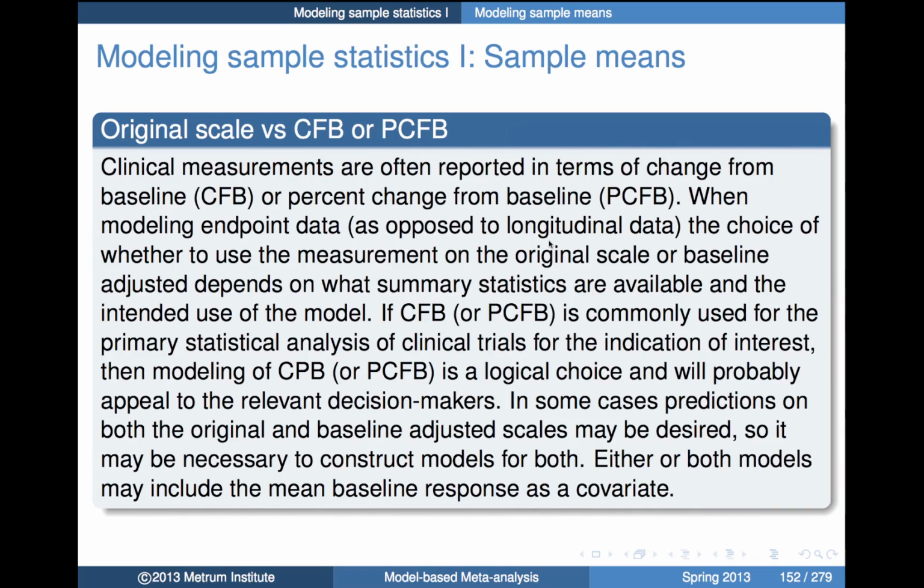As I say here, if baseline corrected value is commonly used for primary statistical analyses of clinical trials for the indication you're looking at, then modeling of that statistic is probably a logical choice and would probably appeal to the relevant decision makers that are likely to be the consumers of the work that you're doing. And I also argue that in some cases, predictions on both the original and baseline adjusted scales may be desired. In such cases, it may be necessary to construct models for both. And I mentioned that either or both models may include a mean baseline response as a covariate as part of the modeling exercise.